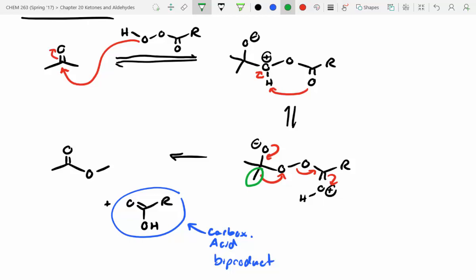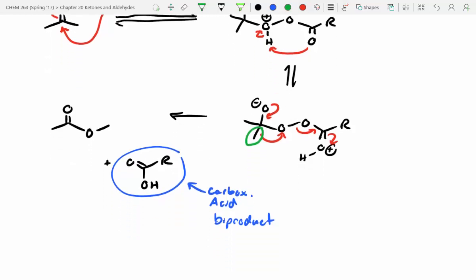There are some groups that have a higher tendency of migrating than others, and so the general order for these shifts is hydrogens really like to migrate, which is why with the aldehyde you don't end up with an ester, you end up with a carboxylic acid, followed by tertiary carbons, followed by secondary carbons, followed by a phenyl group, followed by a primary group, followed by a methyl group.